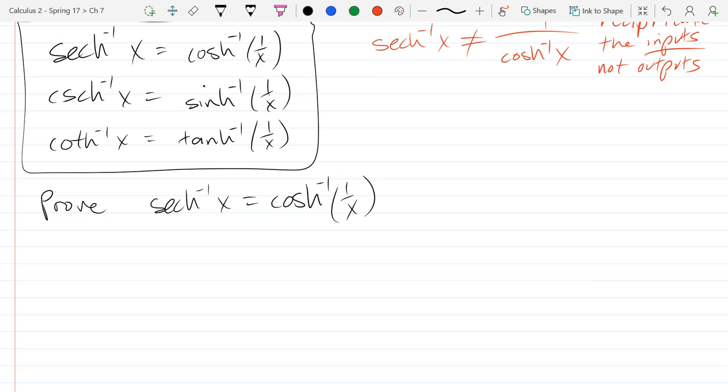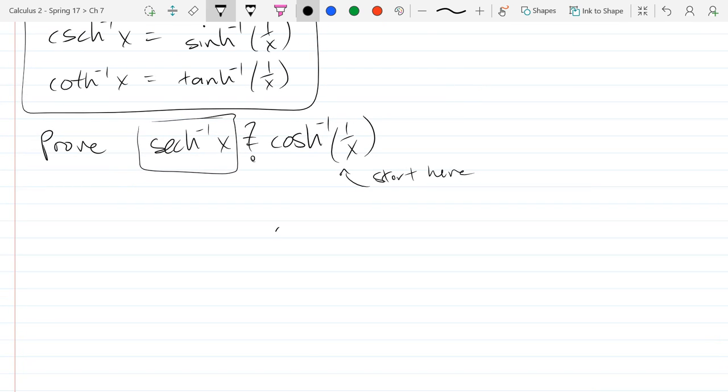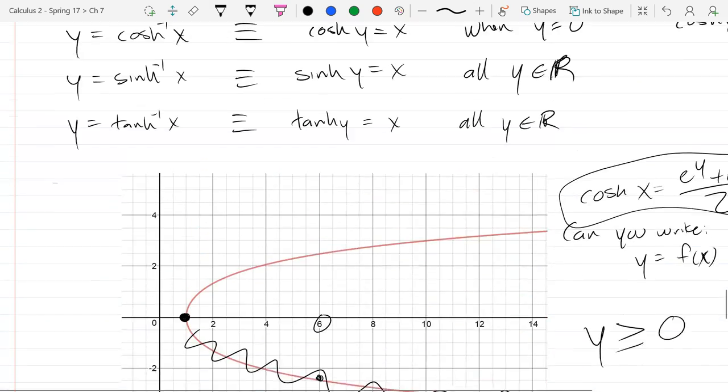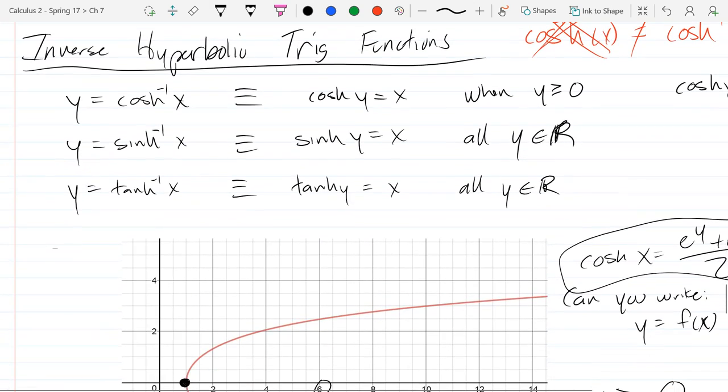And just like before, we'll start on one of the two sides. And so I'm not sure they're equal. So let's start on the complicated side, which would be the right-hand side with that 1 over x. So we're going to start here. Now, unfortunately, I don't know very much about cosine hyperbolic inverse of x at all. The only thing I really know about it, I only wrote it down for the first time here. So what do I know?